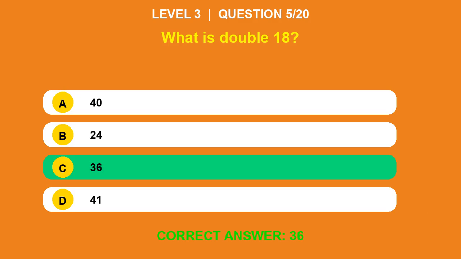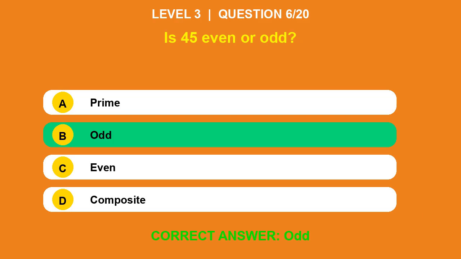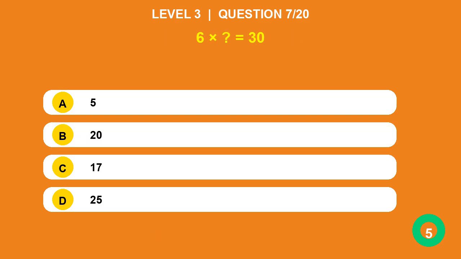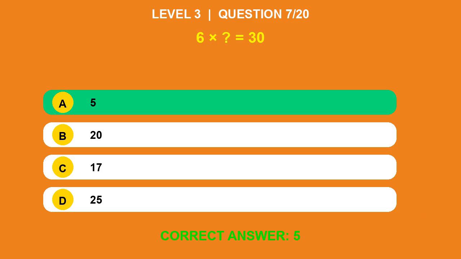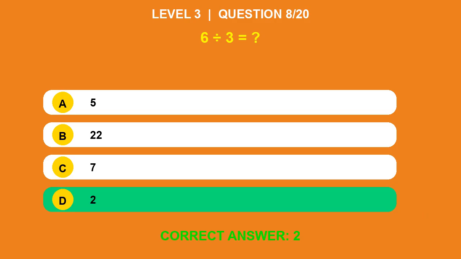Answer is 36. Is 45 even or odd? Answer is odd. 6 times blank equals 30? Answer is 5. 6 divided by 3 equals? Answer is 2.